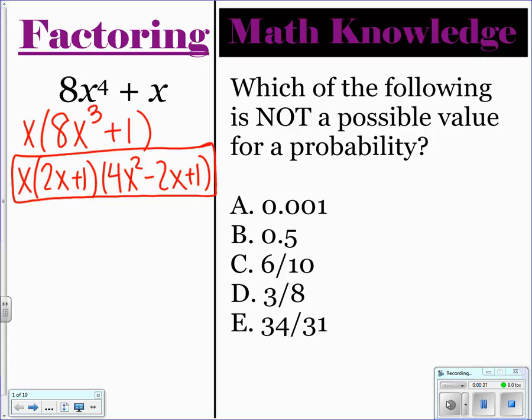For the math knowledge question, which of the following is not a possible value for a probability? You can have a probability ranging from 0% or 0 chance of happening to 100% or 1 out of 1 chance of happening. It's either not going to happen or it's 100% for sure going to happen. You can't have anything greater than 100% for a probability. So the only one of these that's greater than 1 is E. And so E would not work for a probability value because it's greater than 1.